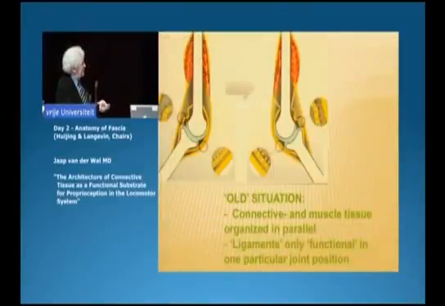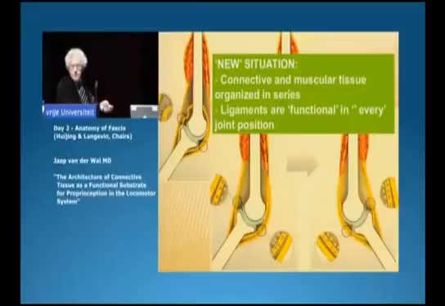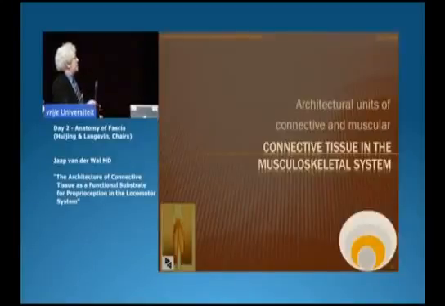This is the old situation. In the old situation, connective and muscle tissue are organized in parallel. And ligaments can only be functional in one particular joint position if they are stretched. And then they will signal, then they will give what we call proprioceptive information. But in the new concept, you have a different situation. In the new concept, you see that in every joint position, the connective tissue can be put under stress and can play its force-transmitting and joint-stabilizing role. Ligaments are functional in this way in every joint position. And actually, they are not ligaments anymore.